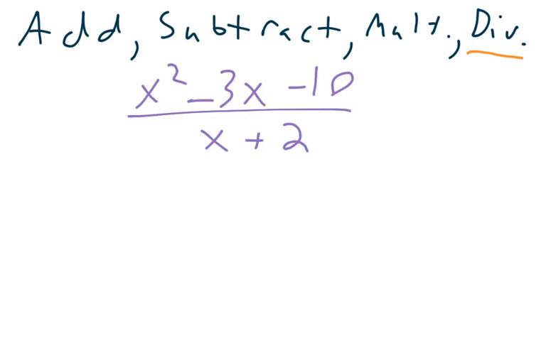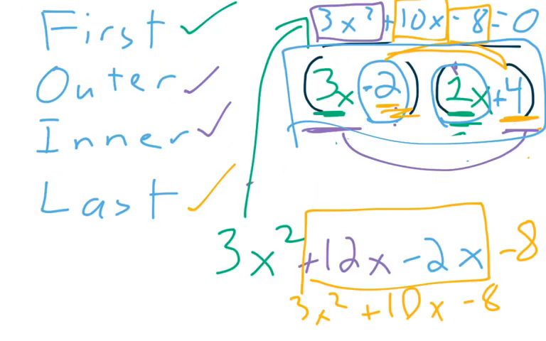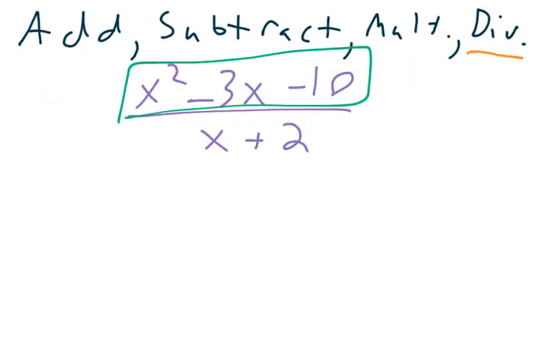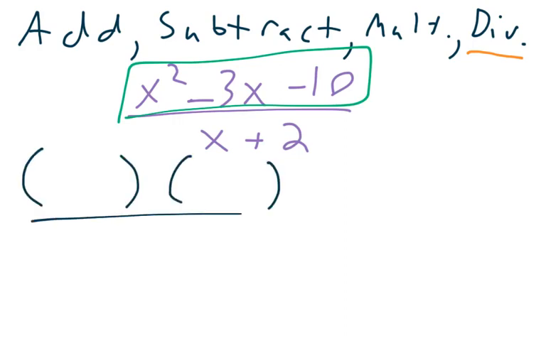So we basically have to factor the top part of our problem before we can divide. So we have 3x squared minus 3x minus 10. So remember, I'm going to set up two different sets of parentheses, and then my x plus 2 is just going to stay the same.